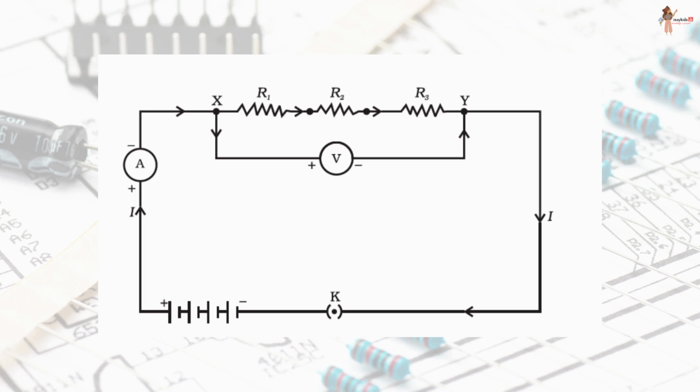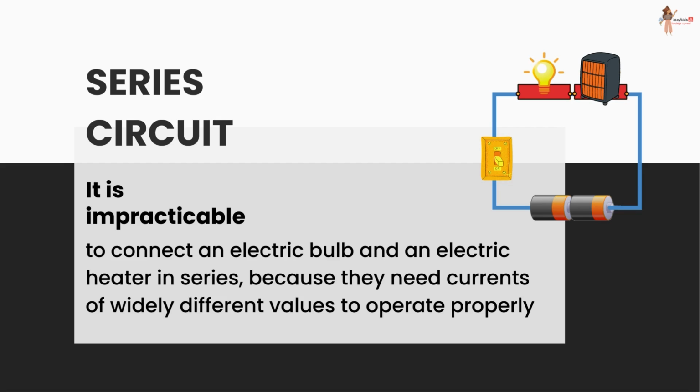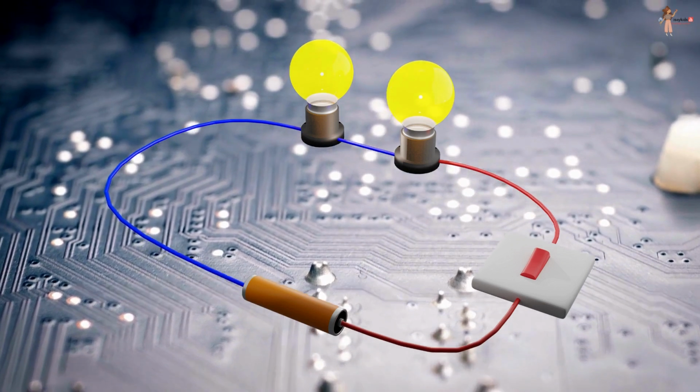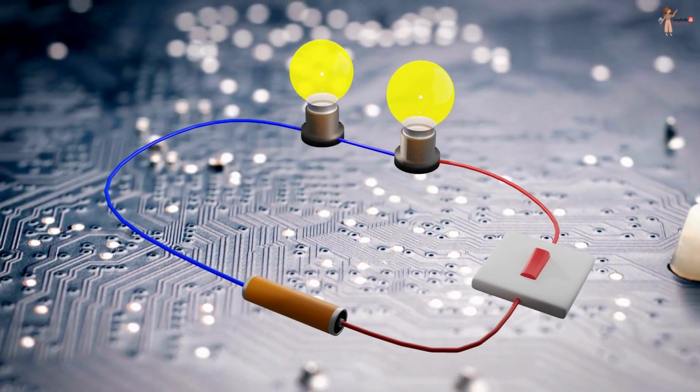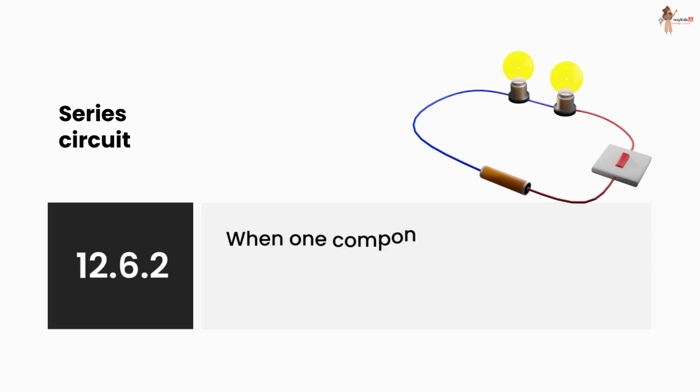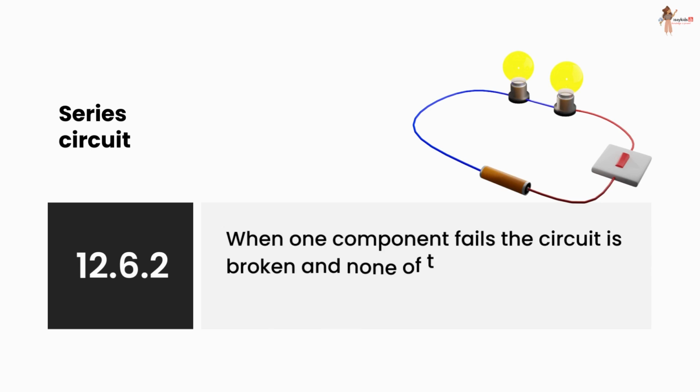We have seen that in a series circuit, the current is constant throughout the electric circuit. Thus, it is obviously impracticable to connect an electric bulb and an electric heater in series because they need currents of widely different values to operate properly. Another major disadvantage of a series circuit is that when one component fails, the circuit is broken and none of the components work.